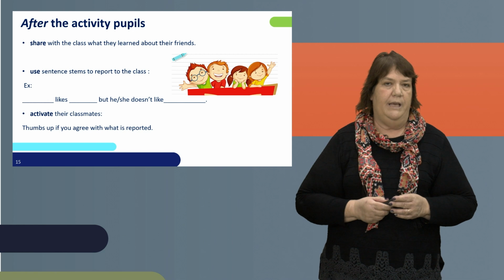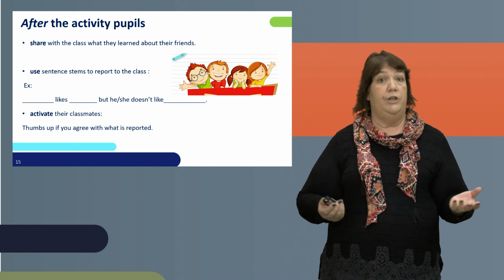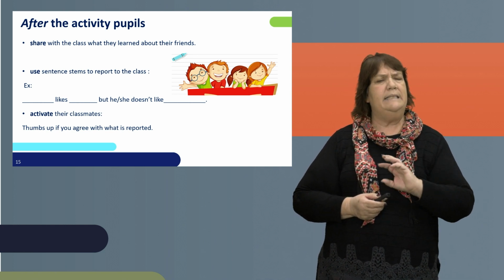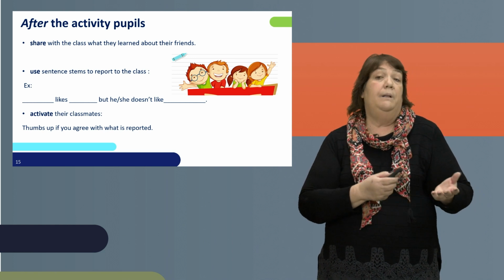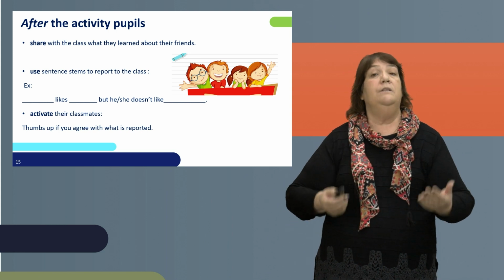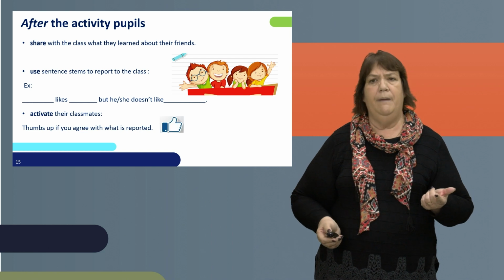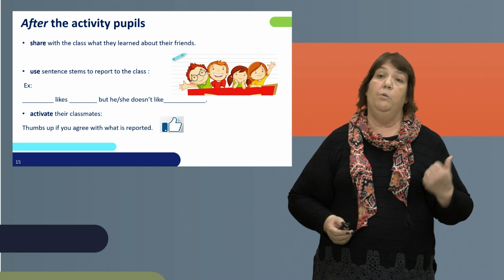What about after the activity? After the activity, when we come back together, students can share what they learned about their friends. We can use simple sentence stems or structures that are on the board or that we practice. For example, Harona likes pink, but she doesn't like green. And the students are listening, but we want to have them more than listen when they're reporting back. So we'd like to have thumbs up if you agree with what's being reported.